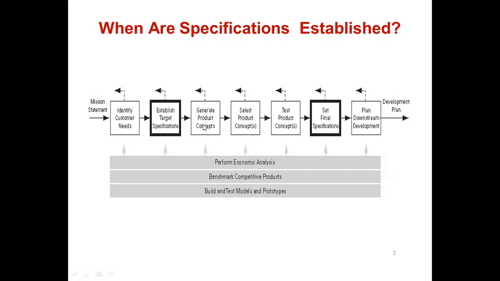Once the product concept generation is done, then select the best product concept, then test the product concept, then finally set the final specification of the product, and that goes to the development plan. So we give two specifications: the target specification after getting the customer need, and the final specification after testing the product concept.